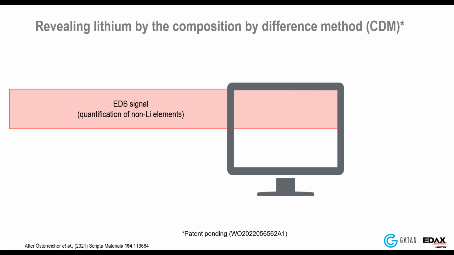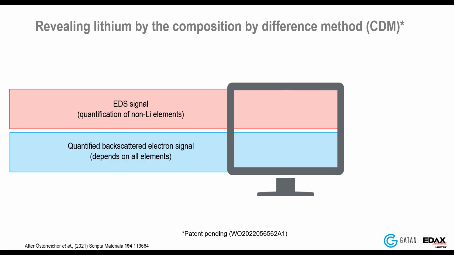About 1 year ago, researchers at the Austrian Institute of Technology published a really interesting article which described a brand new method termed the composition by difference method. They used the EDS signal that we spoke about on the previous slides to quantify the non-lithium elements from a region of interest within their sample, or at least those elements with an atomic number greater than lithium. To this, they added information from a second signal within the SEM that can also be measured quantitatively, the backscattered electron signal. Now, the backscattered electron signal depends on all of the elements that are present in the sample, including lithium, and the difference between these two quantitative signals allowed them to calculate the lithium content.